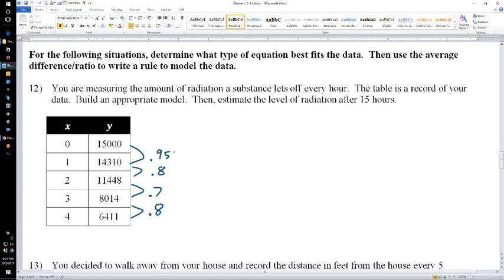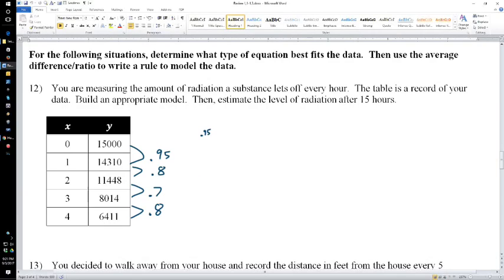Okay, so I'm going to erase this third decimal point, but I'm going to leave that 0.95 there, because it's not rounding up to 1. Let me type that in again, make sure that's correct. 14310 divided by 15,000. Yep, that's correct. Okay. So, this is exponential, because you notice how close all of these are to each other. So, we need to find an average ratio.